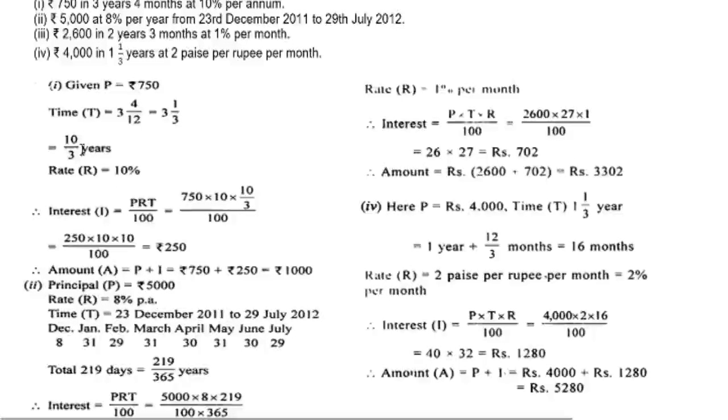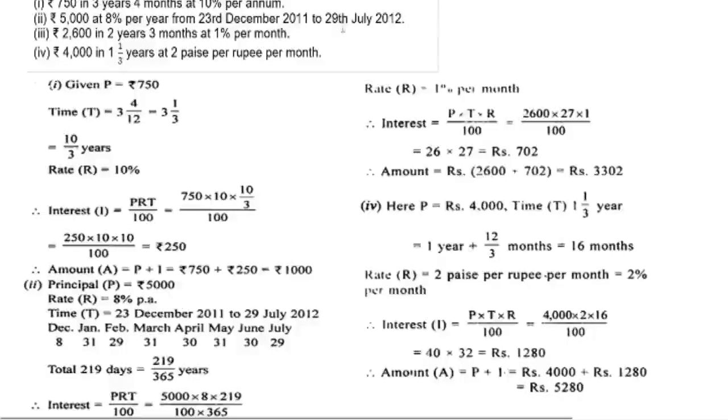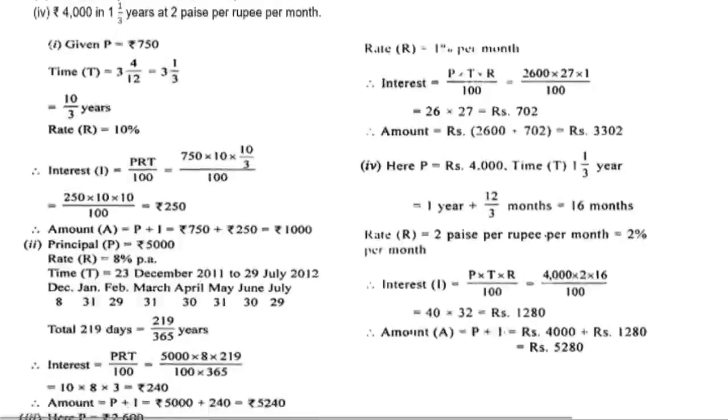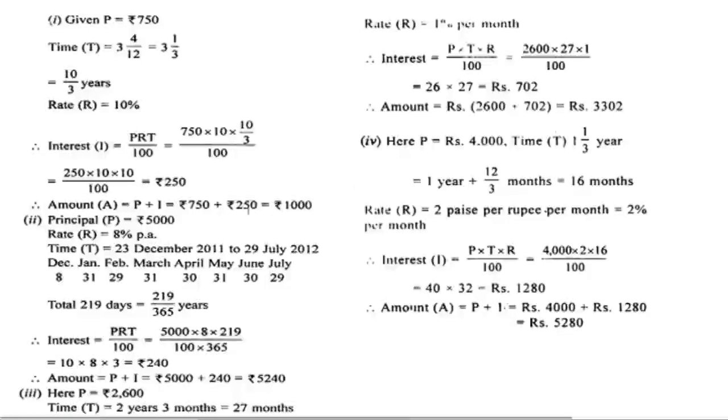So this is a calculation for simple interest. Now we will see another example. In the second example, rupees 5000 at 8% per year from 23rd December 2011 to 29th July 2012. Here a time period is given, and we have to calculate the number of days. Here the principal is rupees 5000, the rate is 8%, and the time T is 23 December 2011 to 29 July 2012.